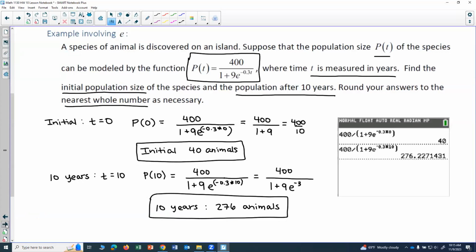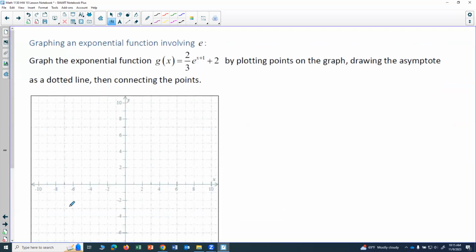Let's look at a graphing problem involving e. So graphing an exponential function involving e. Here we have g of x equals 2/3 times e to the x plus 1, and then that whole expression plus 2. We're going to plot points on the graph and draw the asymptote as a dotted line, and then connect the points.